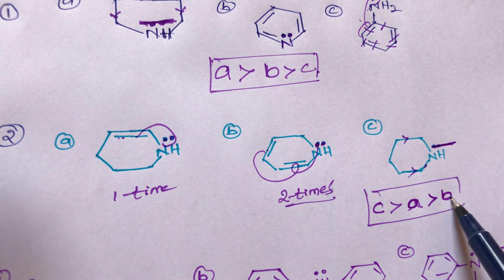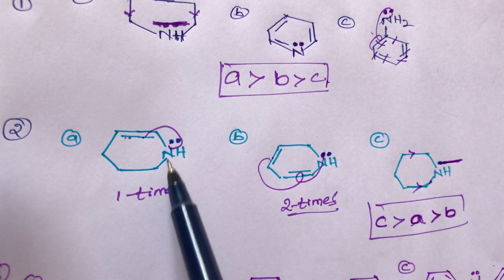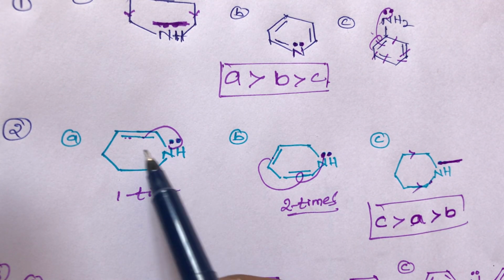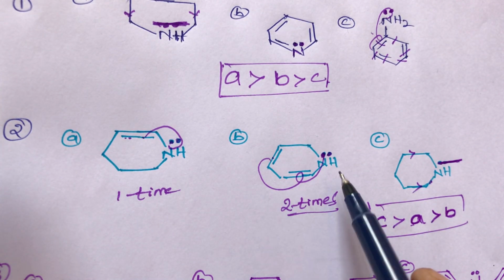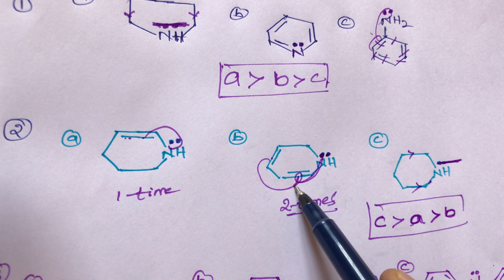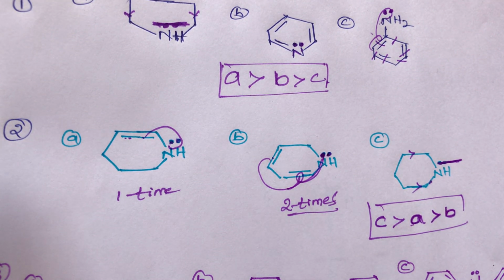What about A and B? What is the difference between A and B? Here also conjugation is there, only one step. This lone pair is participating in the resonance, but only one time. But B compound also has one lone pair, and this lone pair is involved in the resonance 2 times. The more times a compound participates in the resonance, the lower its basic strength.